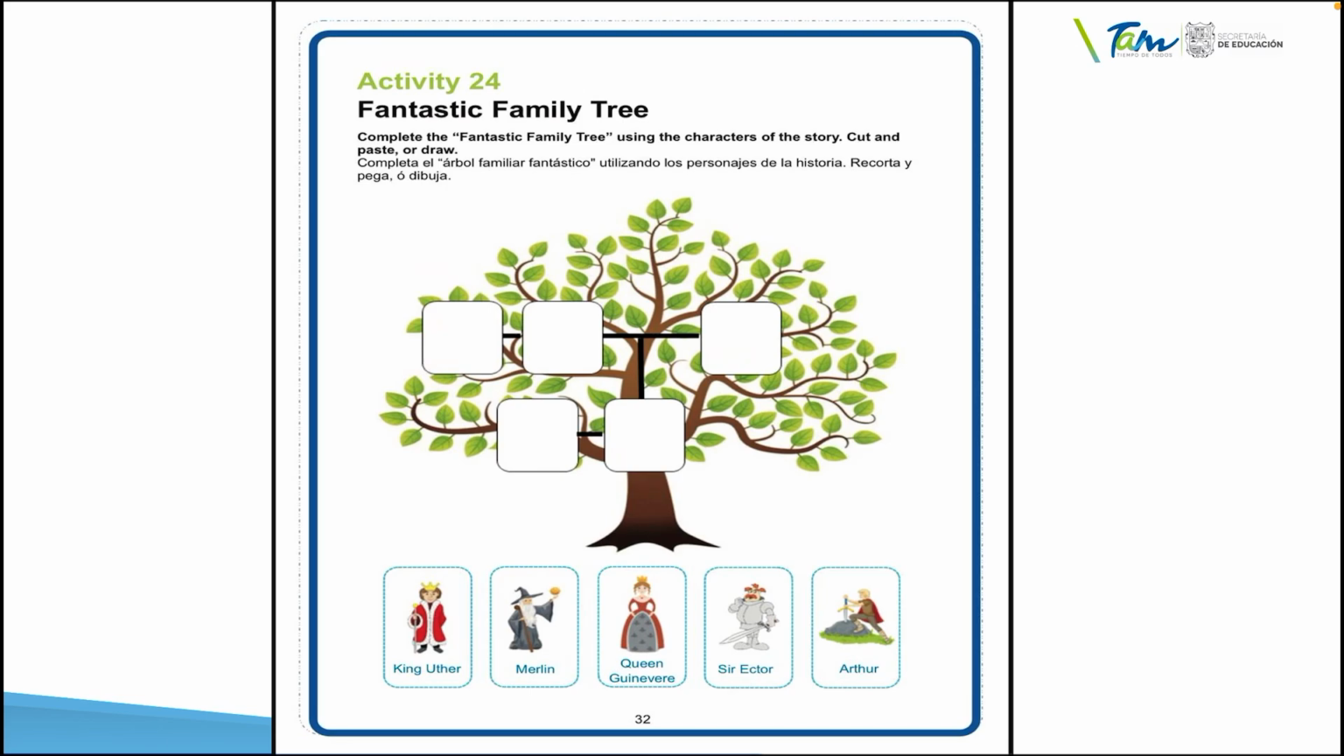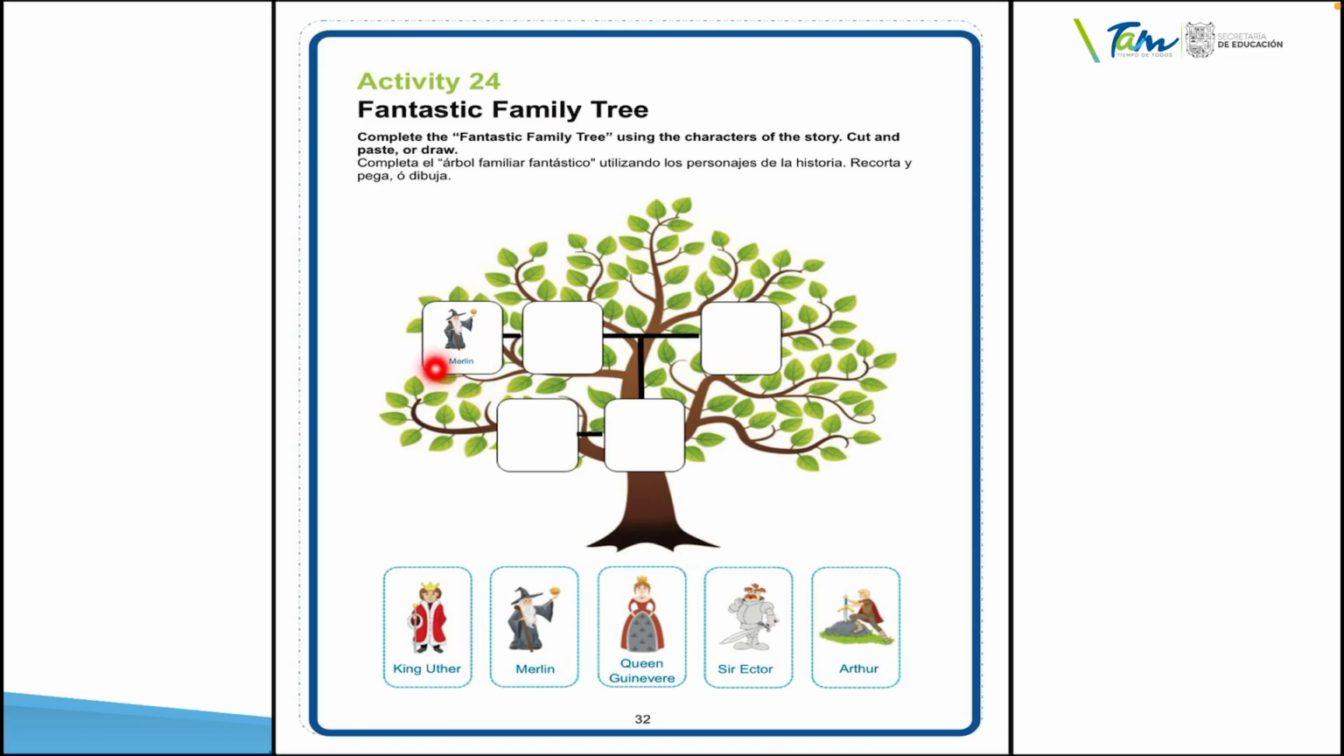So, the first one, Merlin. Okay, hay que saber primero la historia. Está en las actividades anteriores. Pero con la ayuda de estos personajes vamos a ir acomodando este árbol. Sí, no es un árbol familiar como tal, porque los personajes en sí no son familia. Solamente el rey Uther, la reina Guinevere y Arthur son los únicos familiares. Los otros dos no. Pero los vamos a enlazar conforme a la historia, ¿de acuerdo?